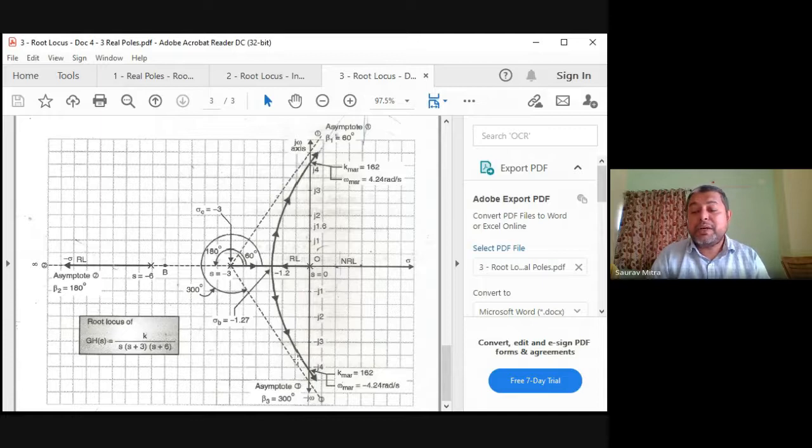Then when the K value is 162, these two root loci are trying to cross the j omega axis and enter the right hand side of the S plane. Right hand side means it is unstable. So till K equal to 161.99, the root locus is in the left hand side of the S plane and the system is stable. At K equal to 162, or frequency equal to 4.24 radian per second, which is omega marginal, the system gives an oscillatory response because the poles are on the j omega axis. You have plotted it. If you increase the gain greater than 162, the system becomes unstable.